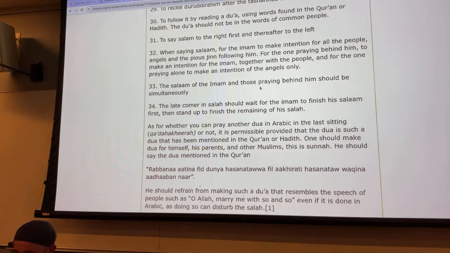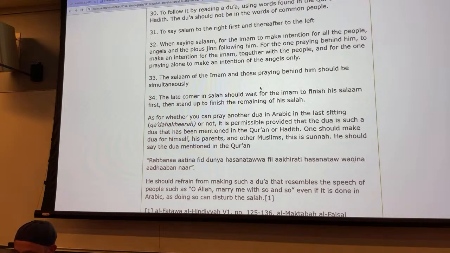33, the salam of the imam and those praying behind him should be simultaneous. The latecomer in Salah should wait for the imam to finish his salam first and then stand up to finish the remaining. So if you missed a cycle of prayer, which we'll talk about in the coming weeks, you're going to wait for the person leading the prayer to give those last salams before you stand up to finish the part of the prayer that you missed.